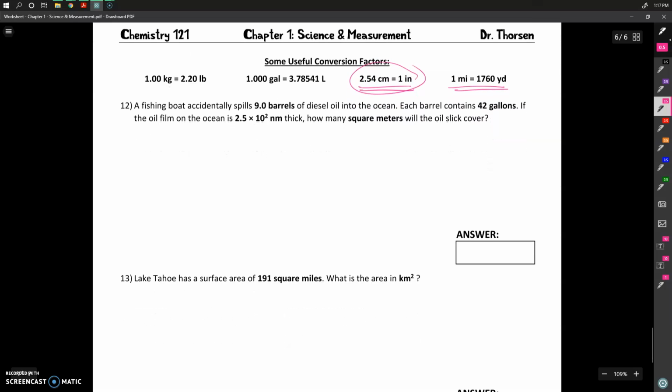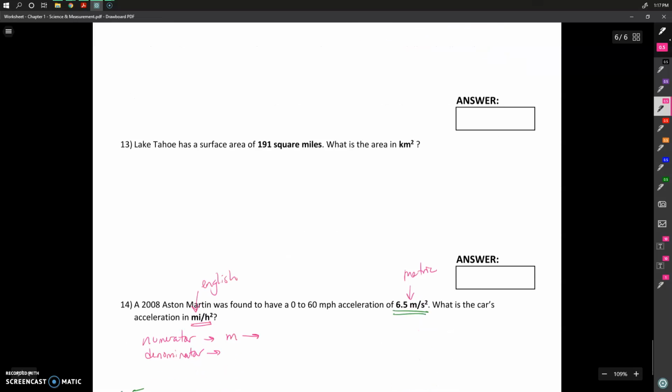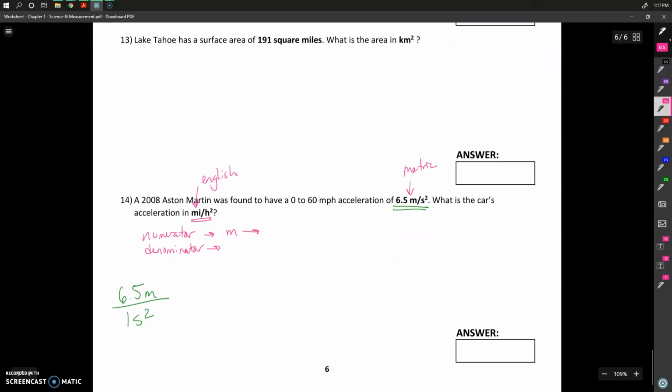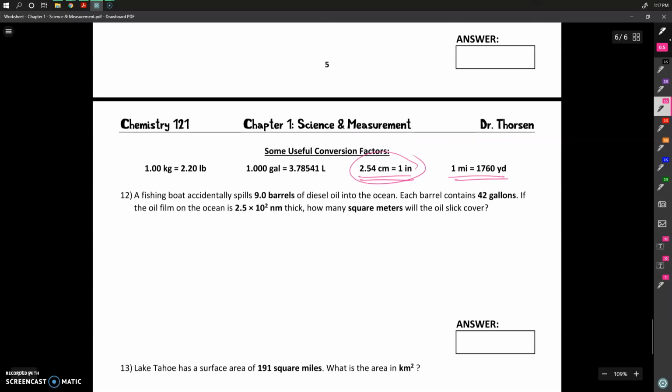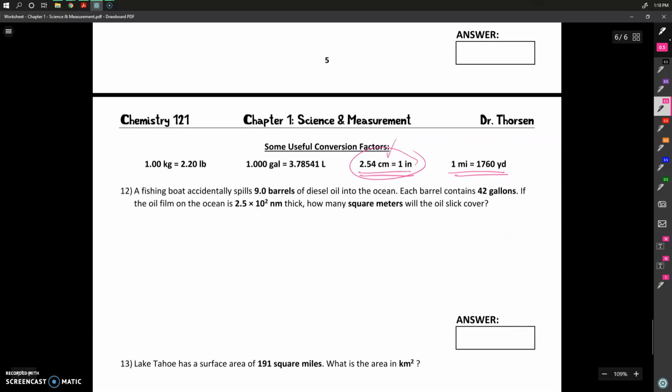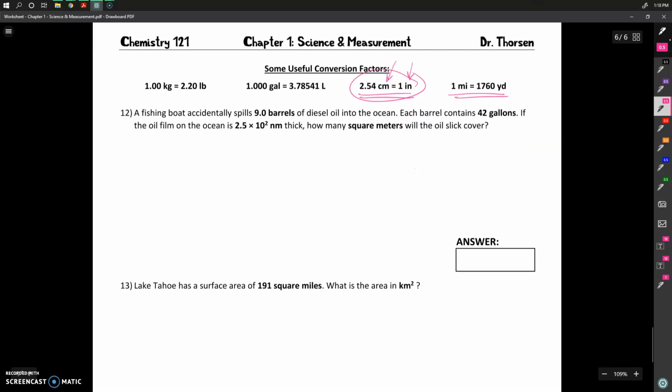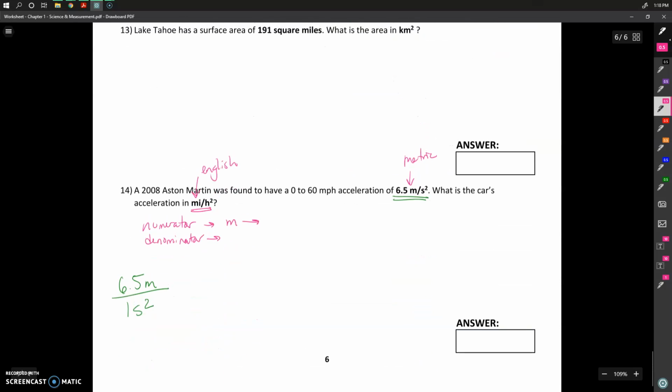So if we want to get into the English system, because that's the goal here, we need to be in centimeters first, right? Because we're going to get into the English system by getting into inches. So my meters that I'm starting with here, I need to get that into centimeters so that I can use that conversion factor, which is going to allow me to get into the English system and into inches.